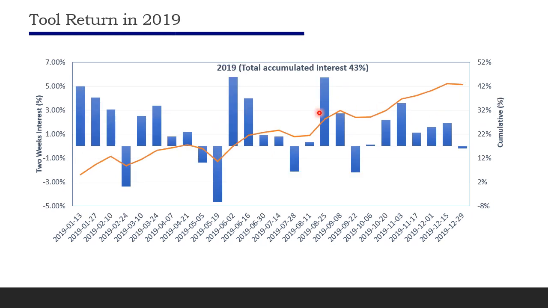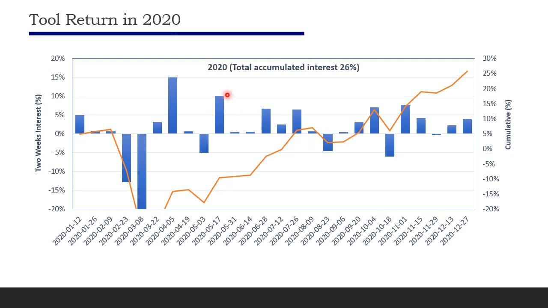In 2019, again, you can see the return of this method was something around 42% at the end of the year. The minimum return happened in the first half of May, and it was something around -5%, and the maximum again a bit more than 5%, 6%.